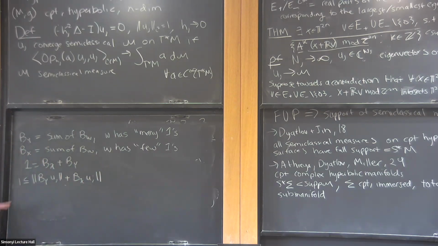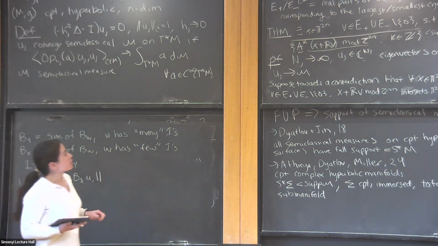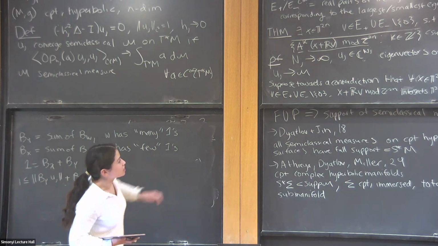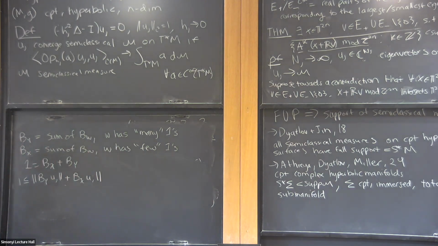The nice thing about this is that it tells us we can use the triangle inequality to get this here. So our contradiction would then be proven by showing that this part decays to 0 and this part decays to 0. So here B_Y is the sum of these operators where they contain many ones. And this is where we go back to our partition of unity and look at property number 2, which says that the B1 is defined to be supported away from the semiclassical measure. That tells us that this first operator B_Y applied to our eigenfunctions is going to decay to 0.